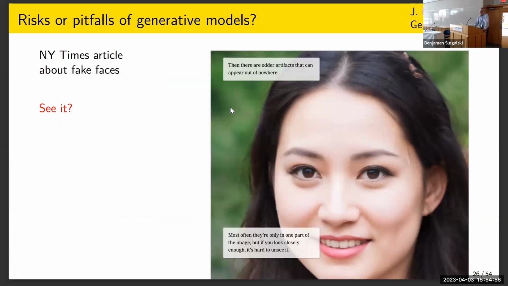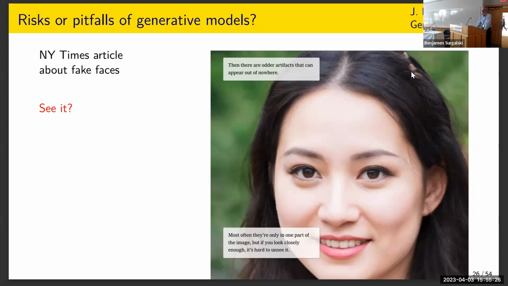So I've been extolling the virtues of generative models, but there's also, this is AI, we should also talk about the potential drawbacks. And you don't have to hear me, you can go read the New York Times again to hear about the drawbacks. This was the same New York Times article I cited several slides ago about fake faces, pointing out, what's it say here? Then there are odder artifacts that can appear out of nowhere. So if you look at this image for a minute, hopefully you can see there's a bit of, I don't know, ear, skin or something that's appeared up here in the hair.